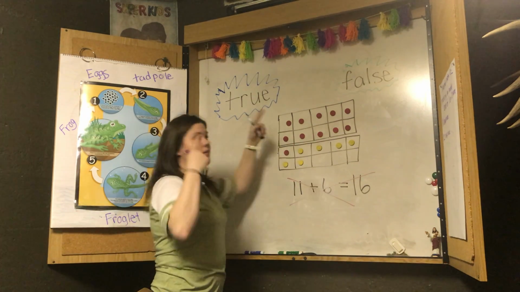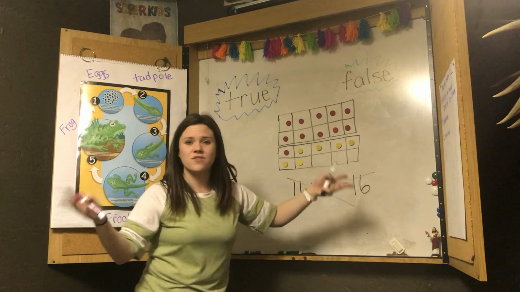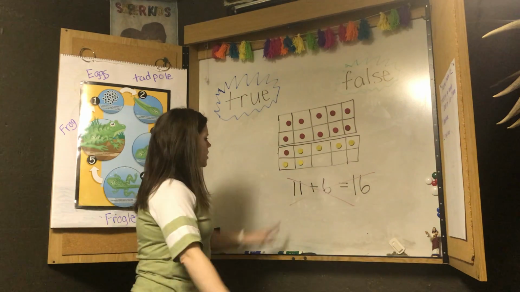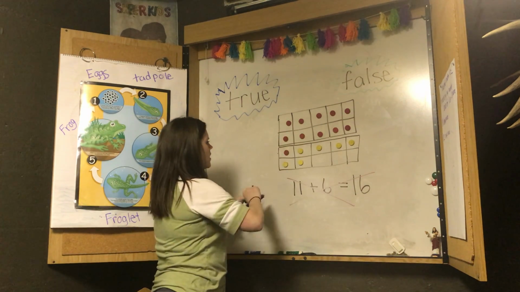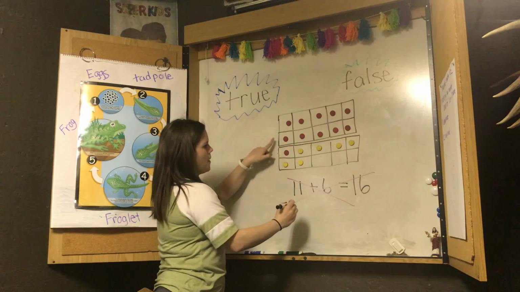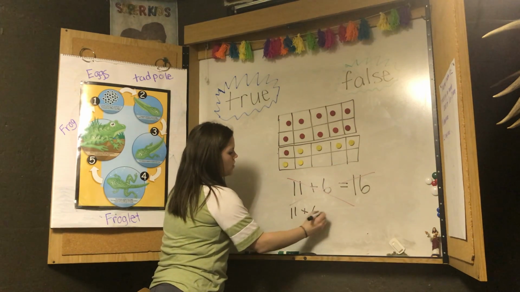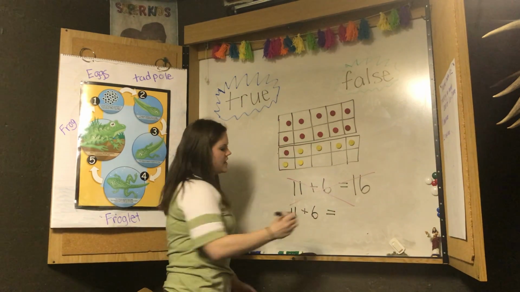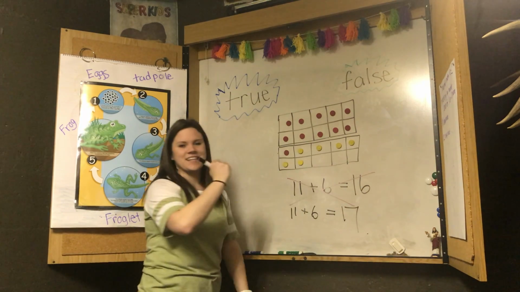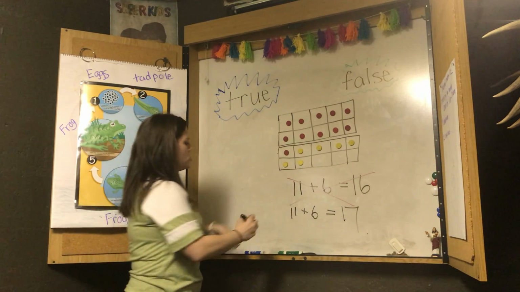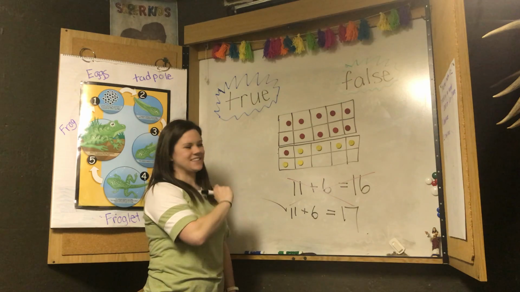They could be true. They could be false. We don't know. We have to go and check. So how could we write this true? 11 red plus 6 yellow. The correct answer is 17. That answer is true. Ding, ding, ding.